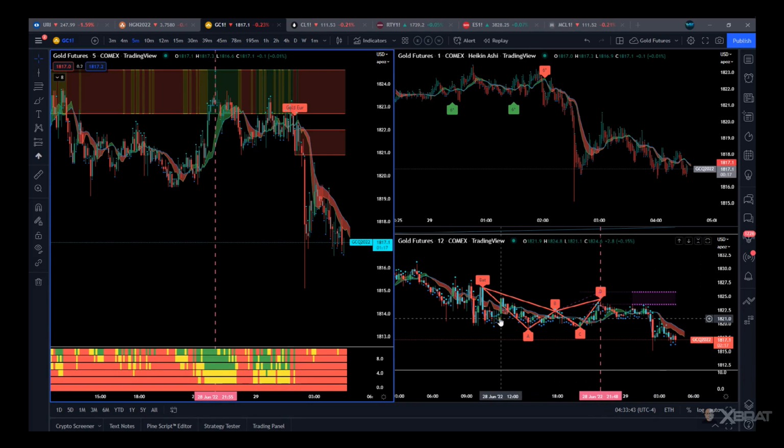Hi, this is Paul from GlobalTradingSoftware.com, and this is a gold breakout trade using our Range Breakout Trading Indicator. I'm also going to be using the BIAS Depth Heatmap to give me the confirmation there.